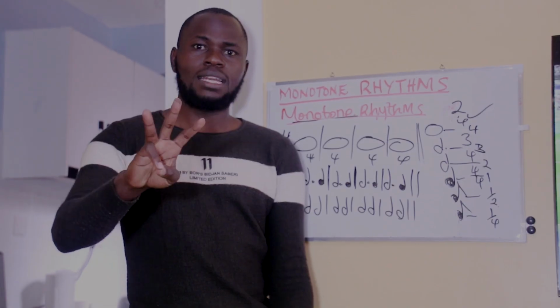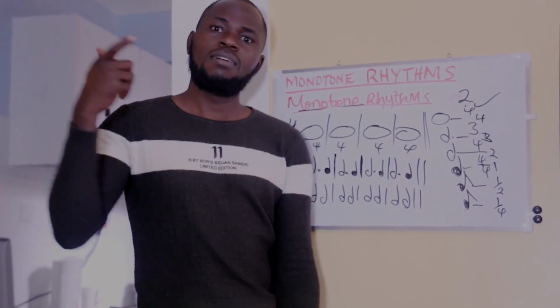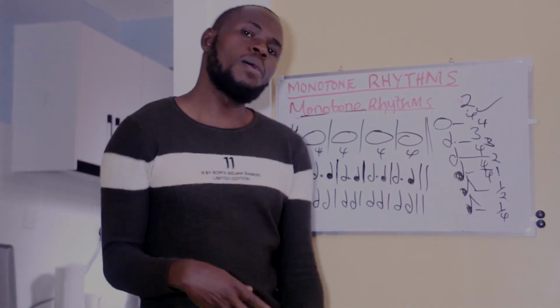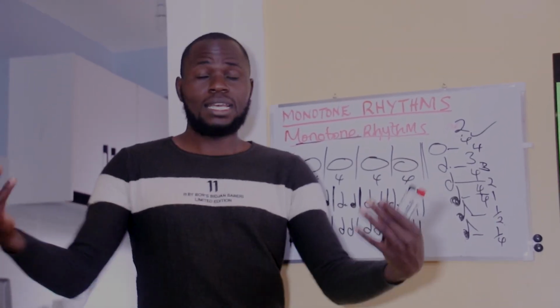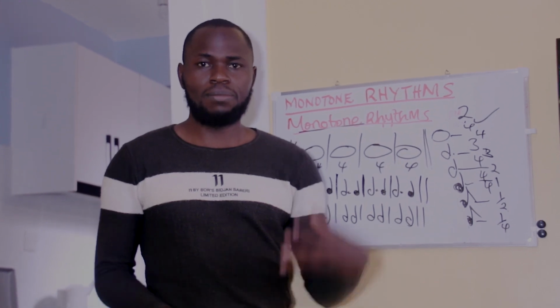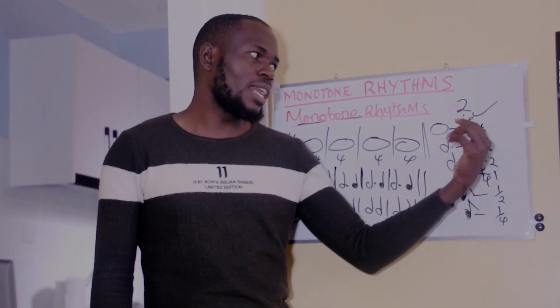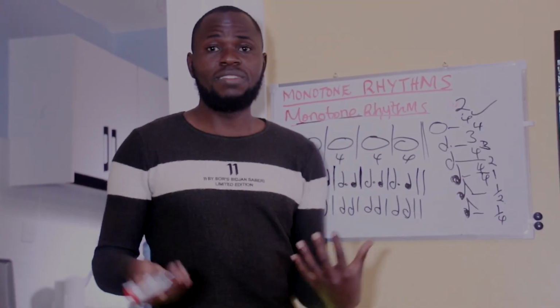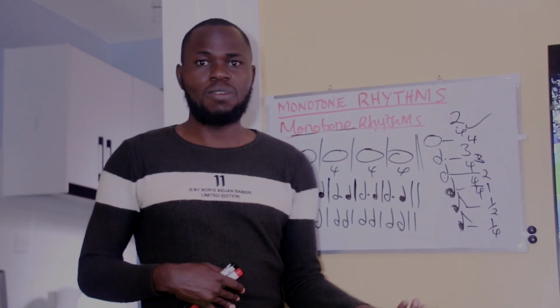3/4, consider 3 beats per bar. 2/4, consider 2 beats per bar. 4/4, consider 4 beats per bar. And remember these time signatures that we are talking about, just to summarize, are called simple time signatures. And why are we calling them simple time signatures? Because the lower number, which is the main beat, is divisible by 4.